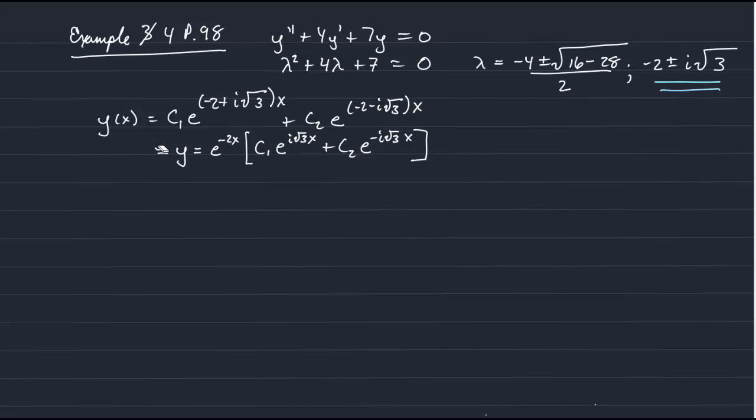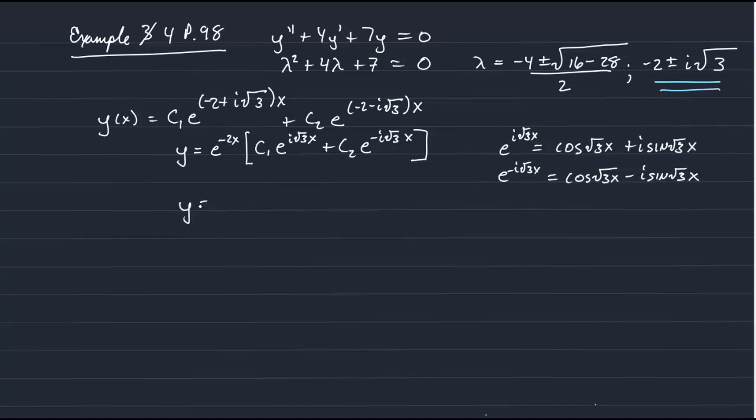And so that's one way to write our general solution. The imaginary number in the exponent leads to a periodic behavior. From Euler's formula, we know that e to the i square root of 3x is equal to cosine square root of 3x plus i sine square root of 3x, and e to the minus i square root of 3x is equal to cosine square root of 3x minus i sine square root of 3x.